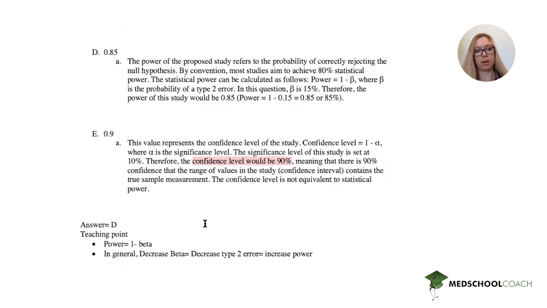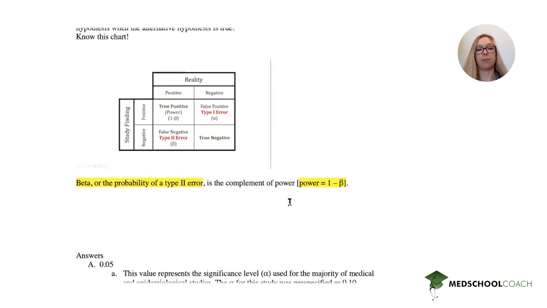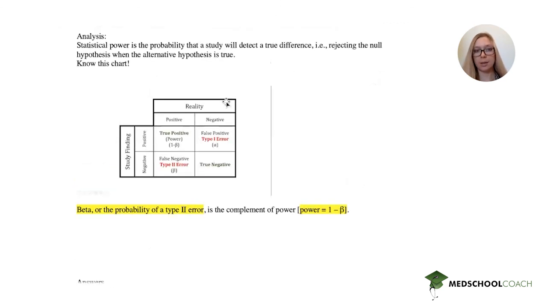So power equals 1 minus beta. The more we decrease beta, the more we decrease type 2 error, the more we increase power. This is a fabulous chart to memorize. Stare at it, love it, learn it, make it your phone background. Just really know this chart. It'll help you a lot in statistics.